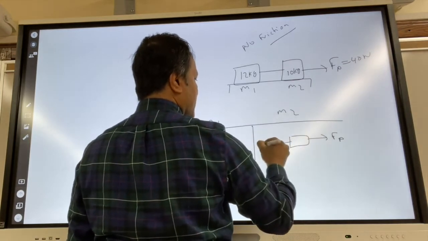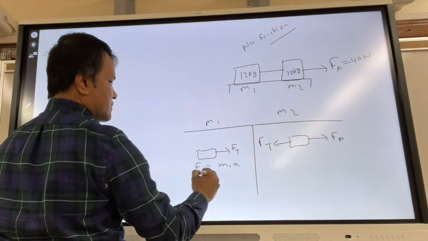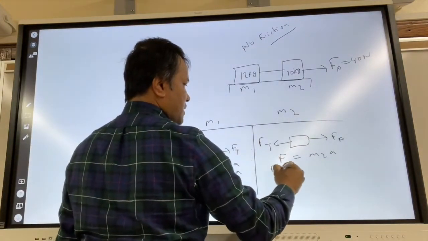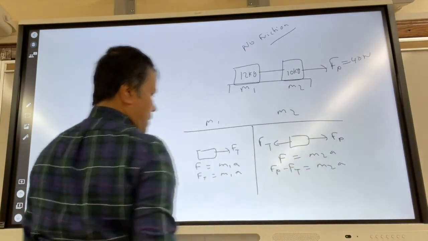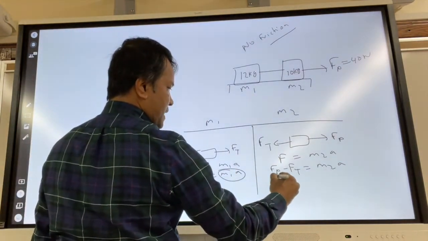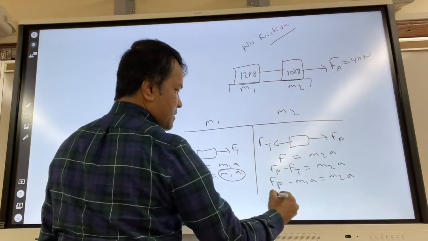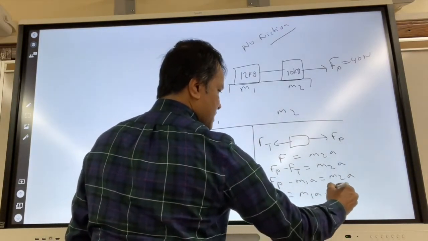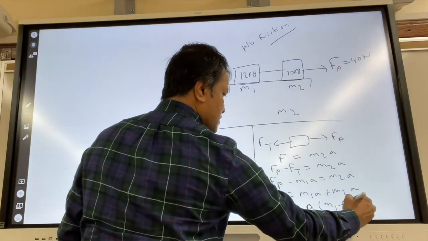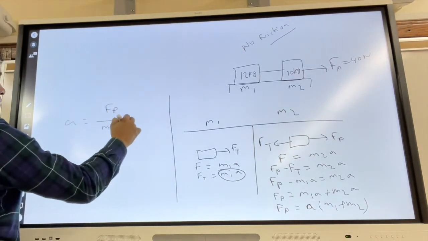And this one, what are the forces acting on it? Fp and then Ft. Okay, so Newton's second law, F equal to m1a. So Ft is equal to m1a. And Newton's second law, F equal to m2a, so Fp minus Ft is equal to m2a. Ft is equal to m1a, replace that by this. So Fp minus m1a is equal to m2a. Okay, so we're going to isolate a. So Fp is equal to m1a plus m2a, so Fp is equal to a times (m1 plus m2). So what do you get? Acceleration is Fp over (m1 plus m2).